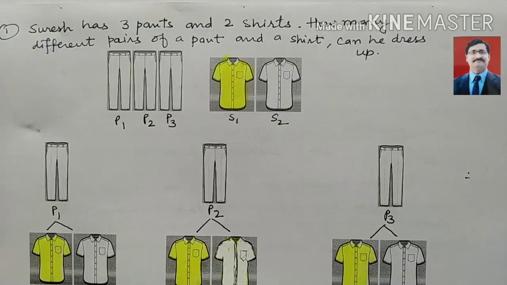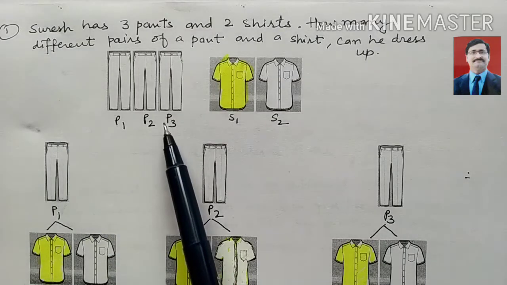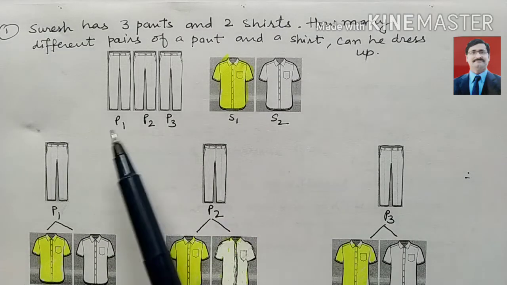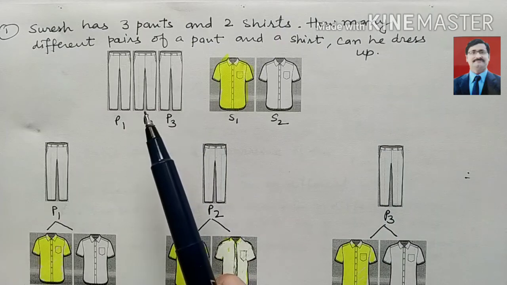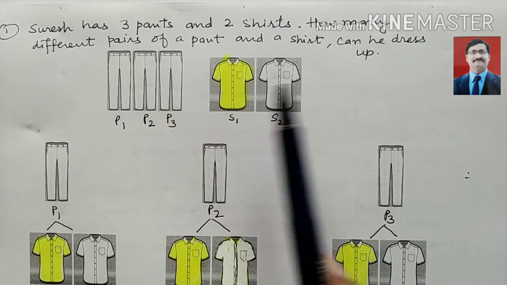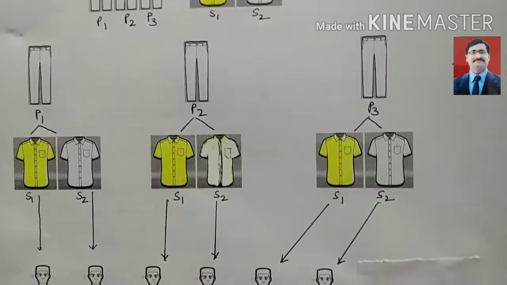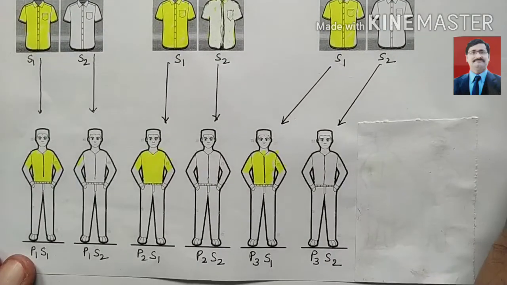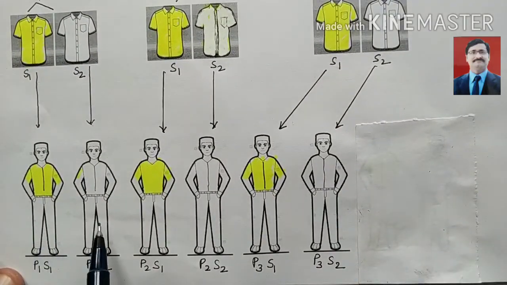So look here, we have 3 pants and 2 shirts. So the total possible ways we can find out is 3 into 2, that is 6. So we get the answer, 6 answers we get here. They are 1, 2, 3, 4, 5, 6. All of you understand this?